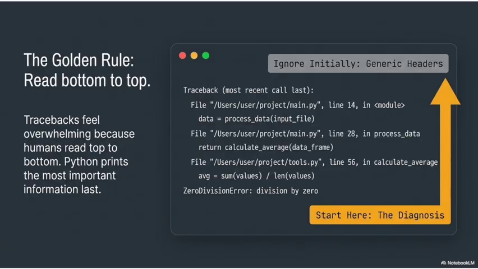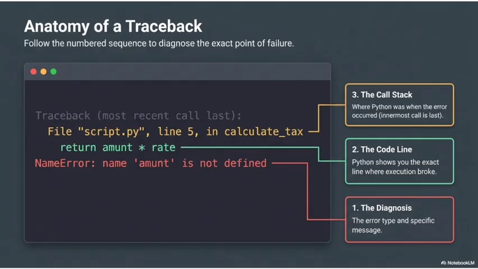The arrow on this slide makes it explicit. Ignore the generic headers at the top, start at the diagnosis at the bottom, and work upward only if you need more context about which function was called. A traceback has 3 structural components. Reading them in numbered order gives you a complete picture of the failure.